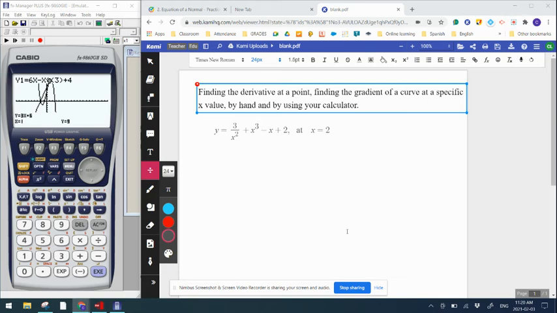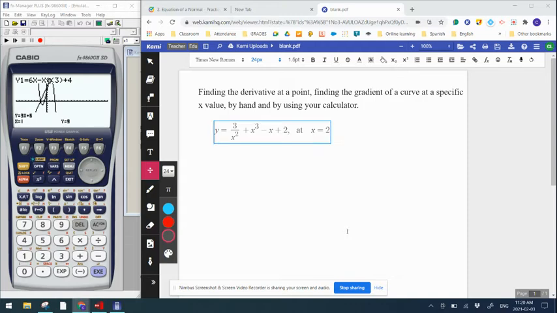Okay, so it wants us to find the derivative at a point, or it could ask for the gradient of a curve at a specific x value. I'm going to show you how to do this by hand and by using your calculator. So I have the equation y equals 3 over x squared plus x cubed minus x plus 2, and it wants me to find the gradient at x equals 2.